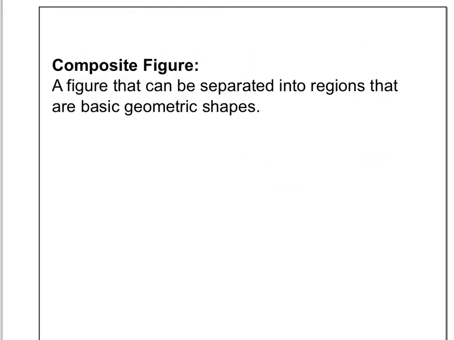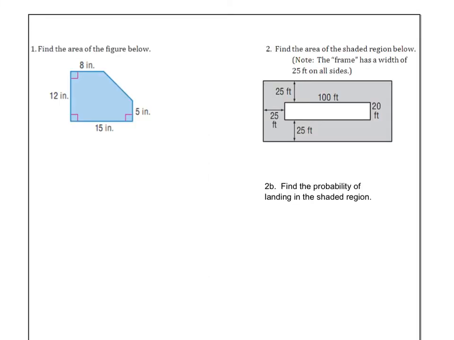The second part of our lesson today is we're going to find areas of composite figures. And a composite figure is a figure that can be separated into regions that are basic geometric shapes. For instance, take a look at number 1 here. We're going to learn how to find an area of this shape.